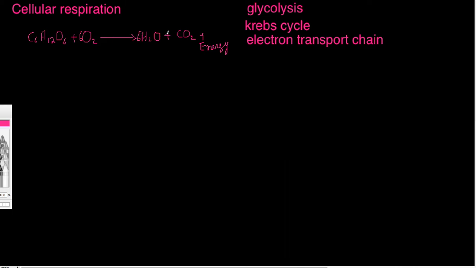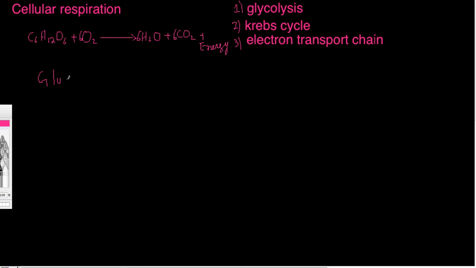Cellular respiration is basically divided into three processes: number one is glycolysis, number two is the Krebs cycle, and number three is the electron transport chain. And today our topic of discussion will be glycolysis.